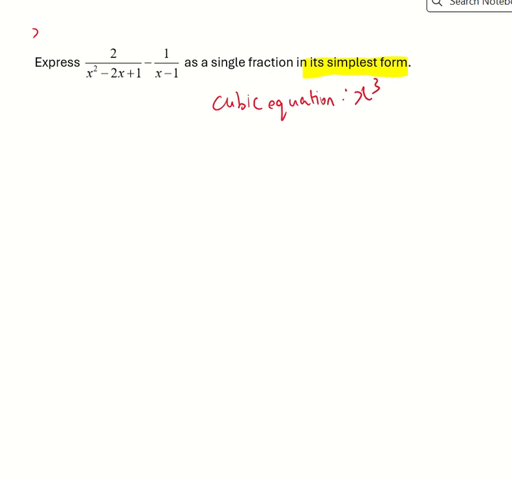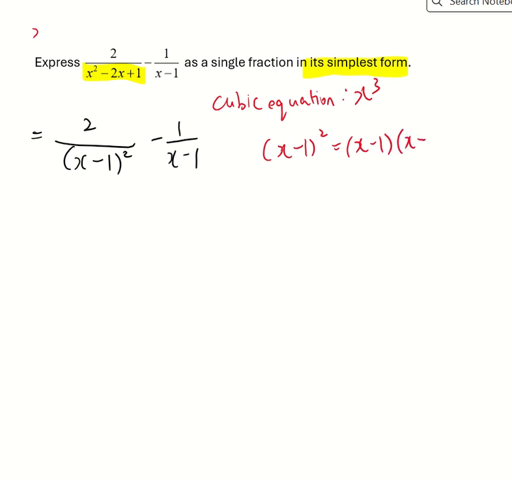So rather than doing that, isn't it better if we go to the question, we look at the denominator, x squared minus 2x plus 1, we factorize it to (x minus 1) squared, and then write the rest. You realize that, since we already know that (x minus 1) squared equals (x minus 1) multiplied by (x minus 1), I can multiply the second term by (x minus 1) over (x minus 1), and I have my denominator as (x minus 1) squared.